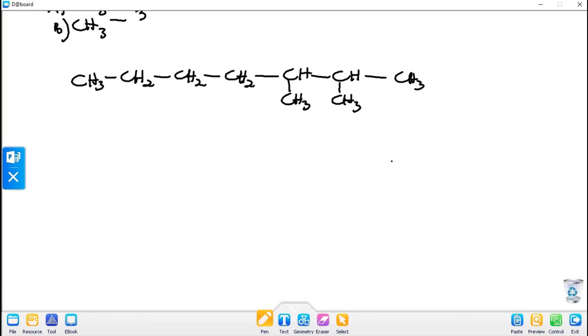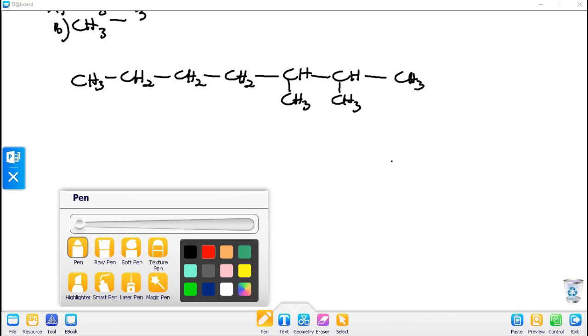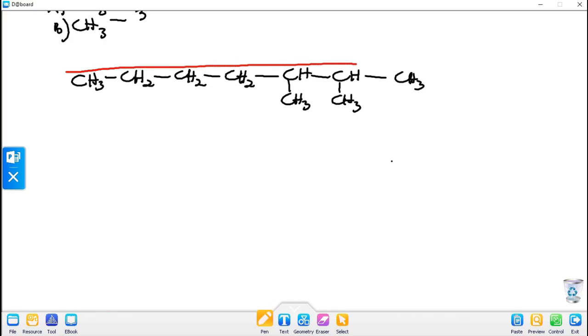To name the hydrocarbon, we have been told to take the longest continuous chain. The longest continuous chain is our parent chain. And how many carbon atoms are there? 1, 2, 3, 4, 5, 6, 7. There are 7 carbon atoms in that chain.